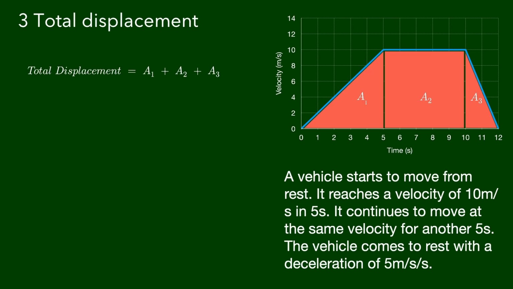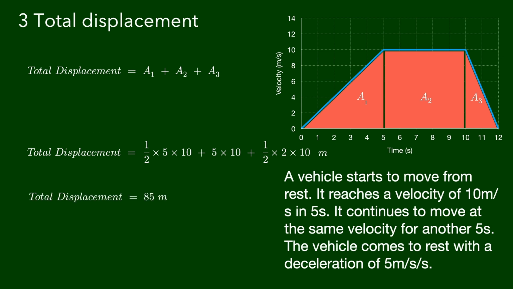We know this from the previous lesson, which is the sum of area A1, area A2 and area A3. We get this expression when we substitute the values for area A1, area A2 and area A3. We can now calculate the total displacement of the vehicle, which is 85 meters.